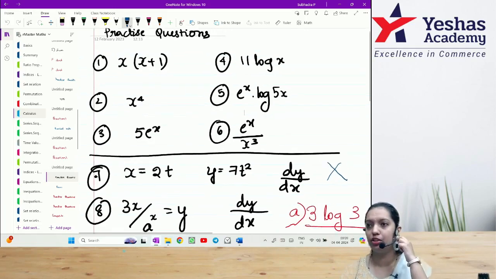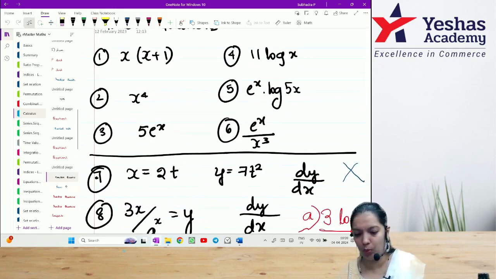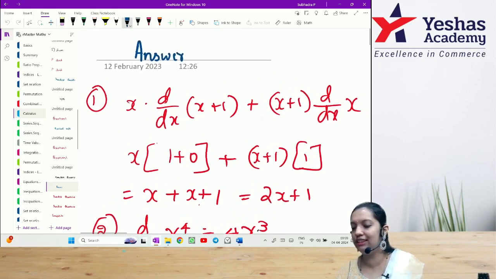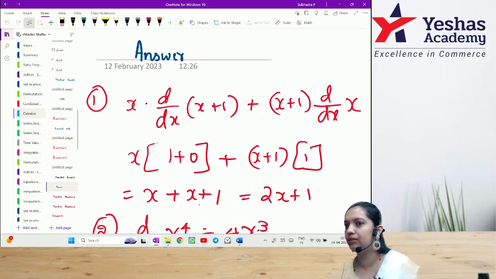Yes. Coming to the answers. Answer for question number 1. This is the answer: x into derivative of this into x. Final answer 2x plus 1. How many got this correct? 2x plus 1. Hands down.